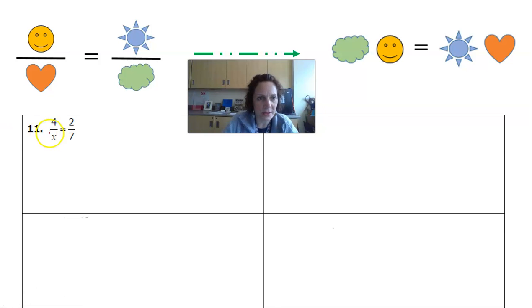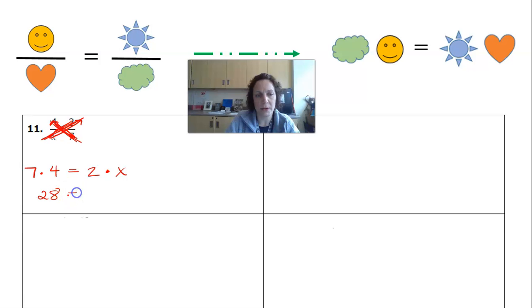I'm going to do a crisscross. So on one side, again, look, my 4 and my 2 are going to stay put. On this side, the X is going to crisscross and pop up here next to the 2. On the other side, this 7 is going to crisscross and pop up here next to the 4. You have 4 times 7 when you cross this way, 2 times X when you cross this way. That gets me my cross multiplication.